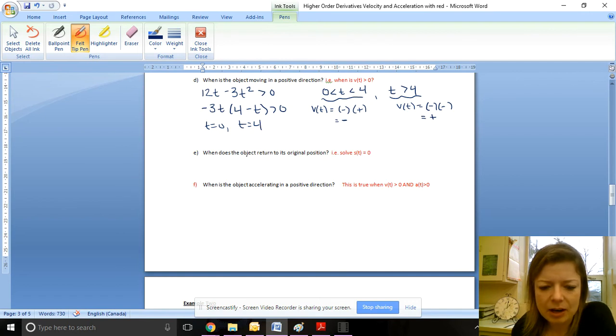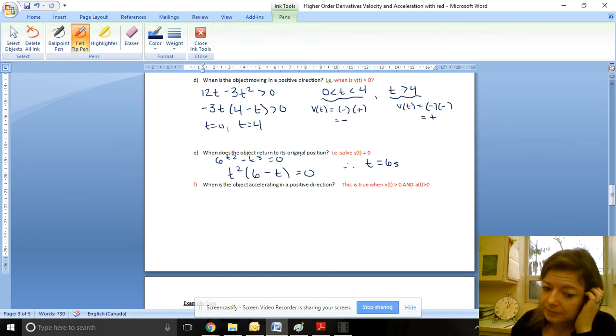All right, so when does the object return to its original position? Basically, solve when the position is equal to 0. So this isn't velocity. We have to think about this as position. So we take our 6t squared minus t to the power of 3, and we set it equal to 0. We can common factor out a t squared, and we're left with 6 minus t equals 0. So therefore the answer is when t equals 6 seconds, it does go back to the original.